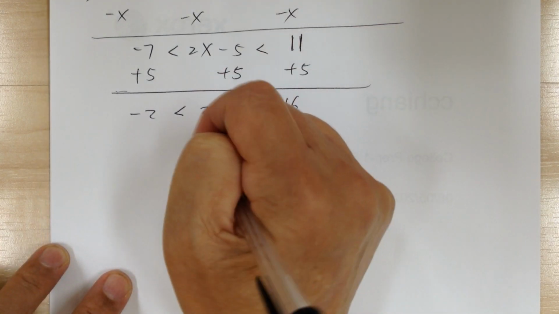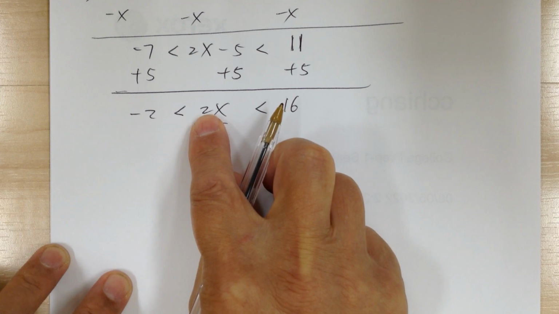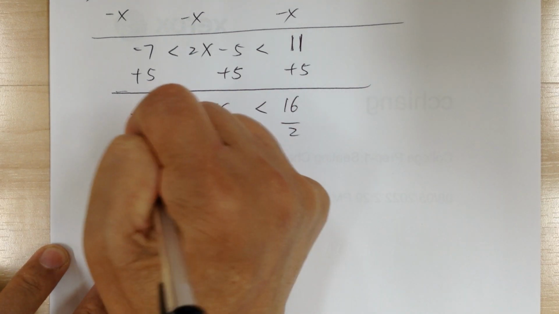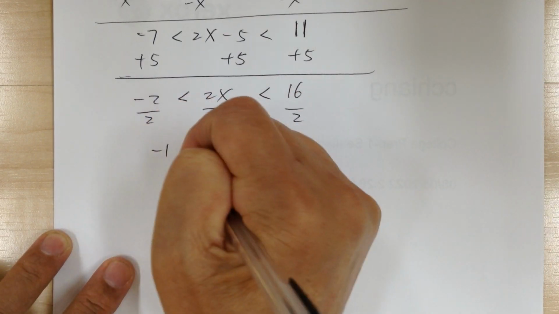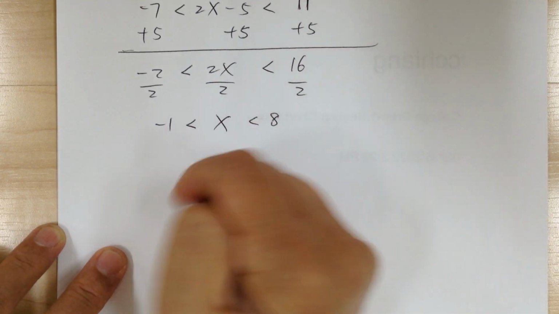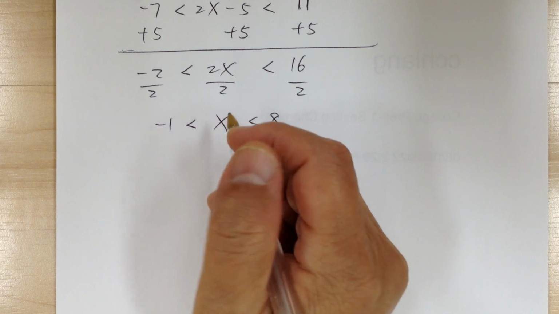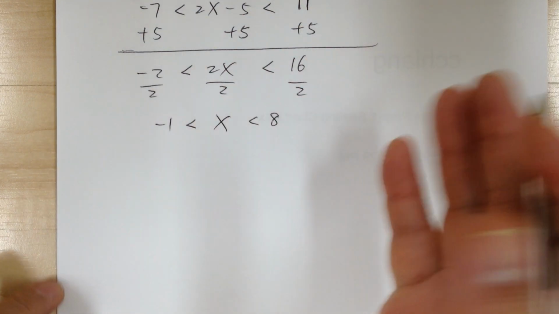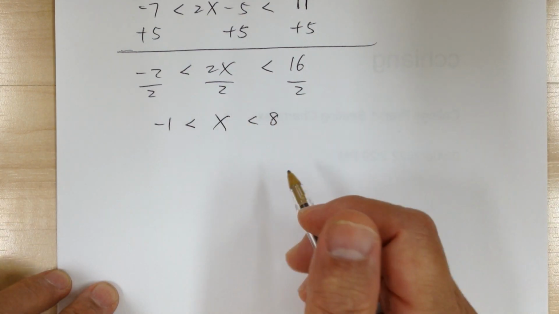Then after that you divide by 2, and when you divide by 2, you have to divide by 2 on all parts. So you're going to get negative 1 is less than x, which is less than 8. Again, this is the answer already, since you don't have to separate. That would be your answer already.